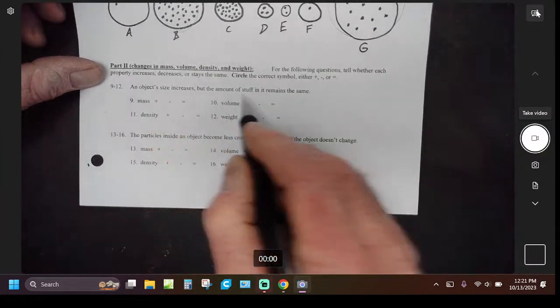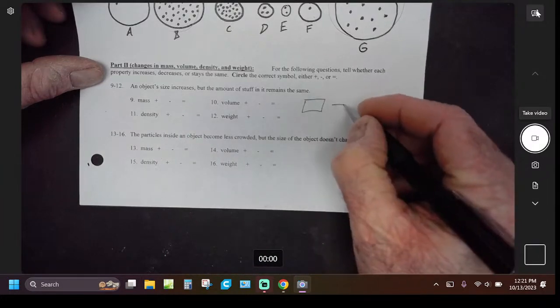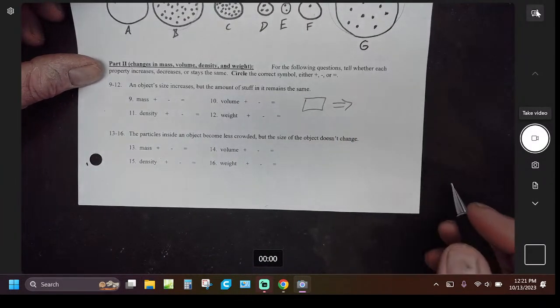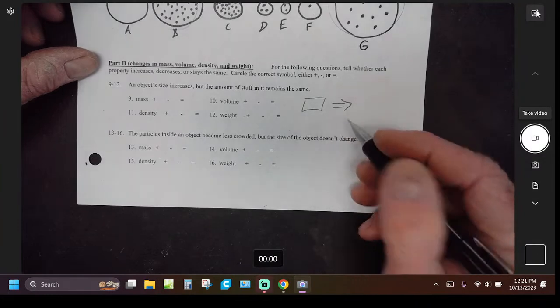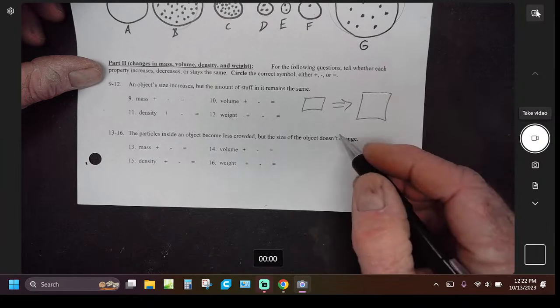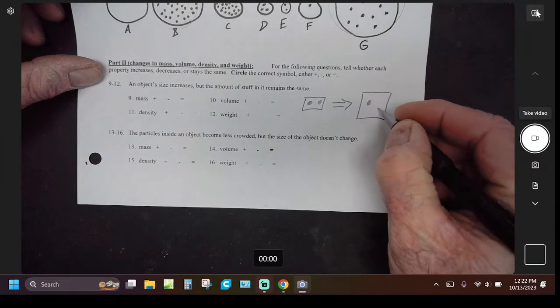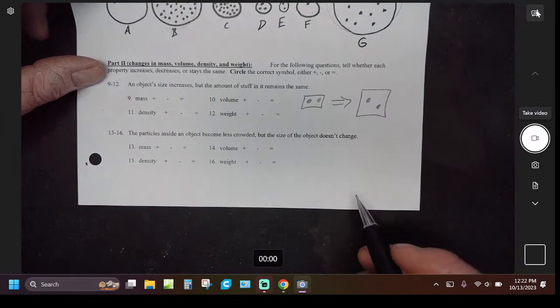An object's size increases, but the amount of stuff in it remains the same. So I would recommend, if you're having trouble with these, do a little diagram. Make an object and make its size increase, and then draw some stuff in it, and then draw the same stuff in it, and then answer the questions.